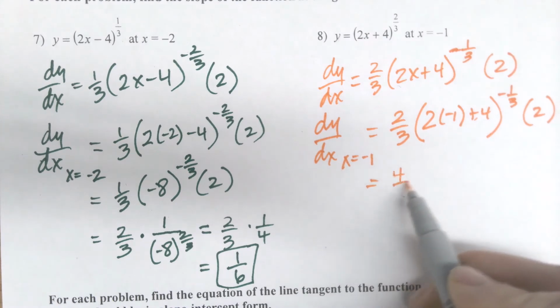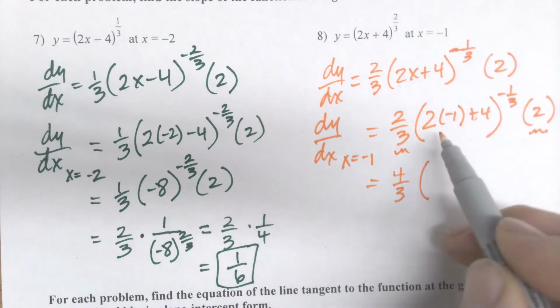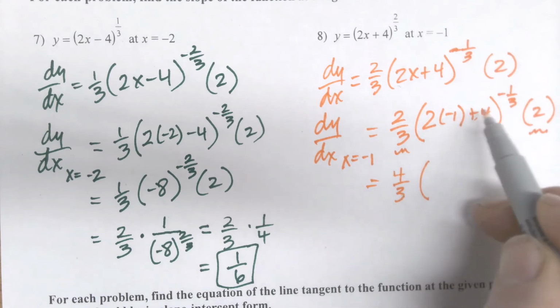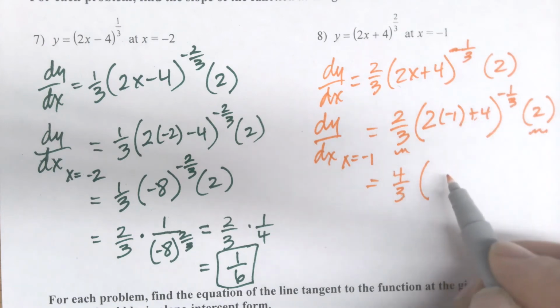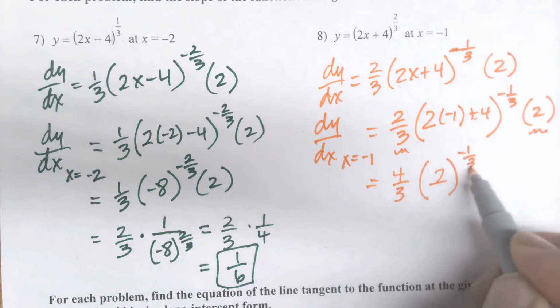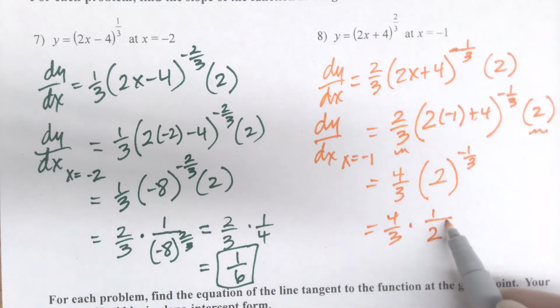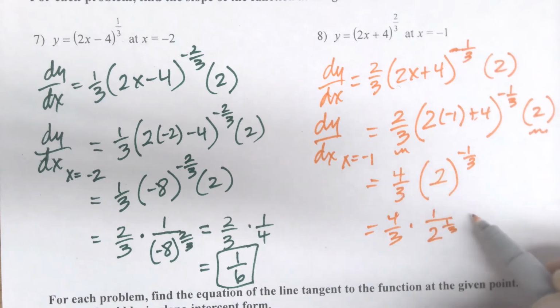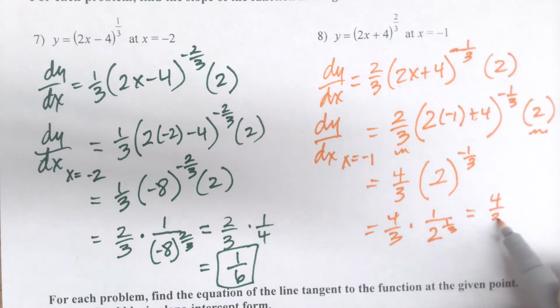2 times 2/3 is 4/3, so I'm just doing this piece and this piece, 4/3, got that. And then I'm going to multiply that by 2 times negative 1, which is negative 2. Negative 2 plus 4 is positive 2, so that's positive 2 to the negative 1/3, or 4/3 times 1/2 to the 1/3. Well, that is the cube root of 2. So I'm going to rewrite that again. This is 4/3 times 1 over the cube root of 2.